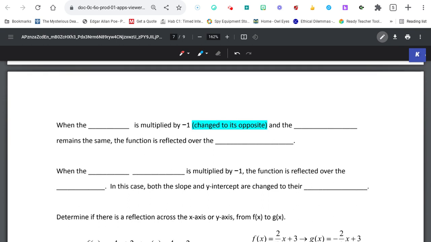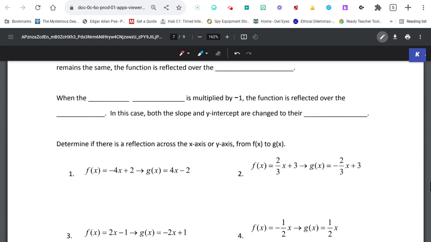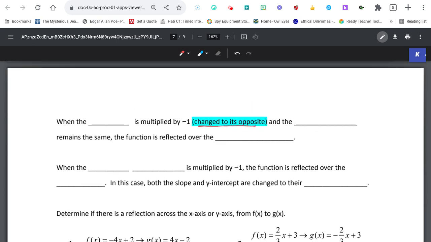All right, so when the blank is multiplied by -1 or changed to its opposite, and the blank remains the same, the function is reflected over the blank. Okay, so basically this is the only part. Only when one thing changes and the other one remains the same. So that one thing that changes was the slope.